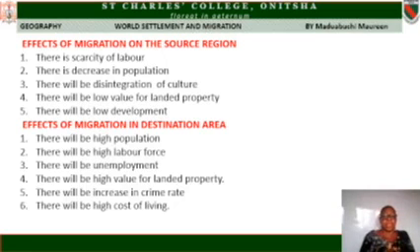Effects of migration in destination areas, that is where the people move to. One, there will be high population because people have come to that area, and the population will do what? Increase. Like most of us migrated from our different villages to Onitsha and the population of Onitsha increased. Two, there will be high labor force. Three, there will be unemployment. Four, there will be high value for landed property. Five, there will be increase in crime rate. Six, there will be high cost of living.